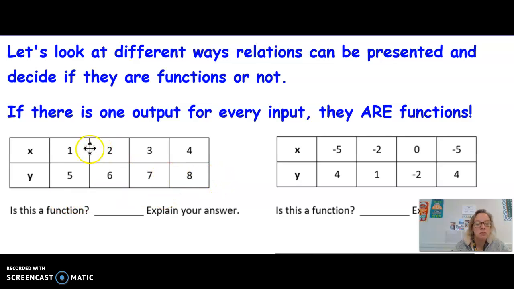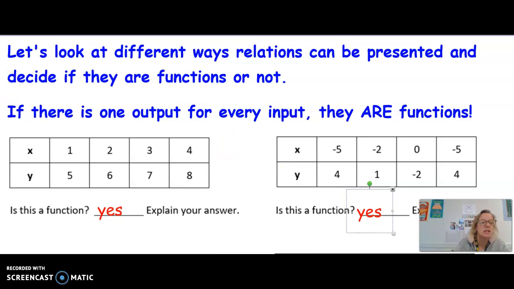We might see a table. Here are my x's, here are my y's. We're looking to make sure that for every x, there is exactly one y. Well, when your x's do not repeat, like in this situation, then yes, that is going to be a function. Is this one over here a function? Well, let's look. I do have two of the same x's, but look, they're paired with the same y. So is this a function? Yes, this one is also a function.